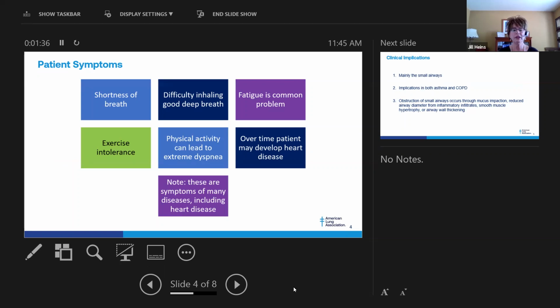Typically, patients with air trapping would demonstrate symptoms of dyspnea. They would have a hard time getting a good deep breath in. They would become fatigued easily. They would have an exercise intolerance. And any physical activity could lead them to extreme dyspnea. And actually, over time, a patient may even develop heart disease. And when we look at these symptoms, they could also be symptoms of many other diseases, including heart disease.